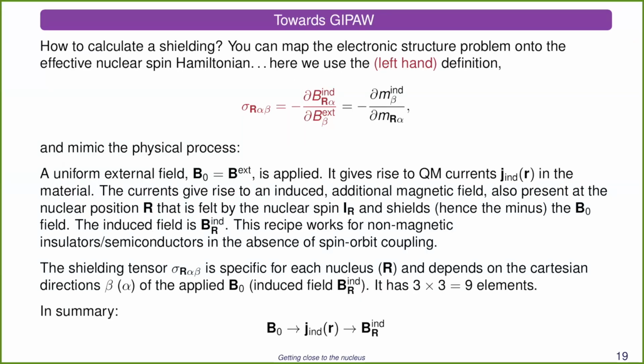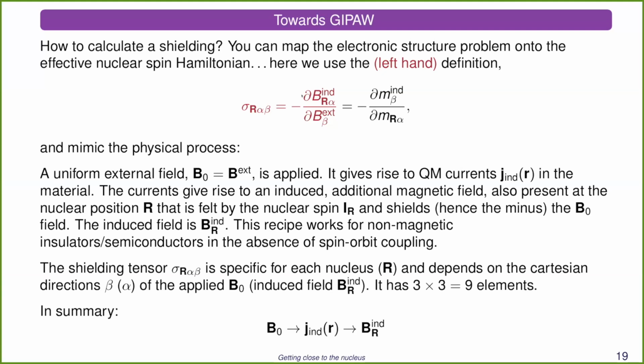Now we go back to PAW again, but now to GIPAW, gauge including PAW. And this has to do with calculating chemical shielding. So first, briefly look at what the chemical shielding tensor is. Tomorrow we will look in more detail. But here you see a definition that we will work with.